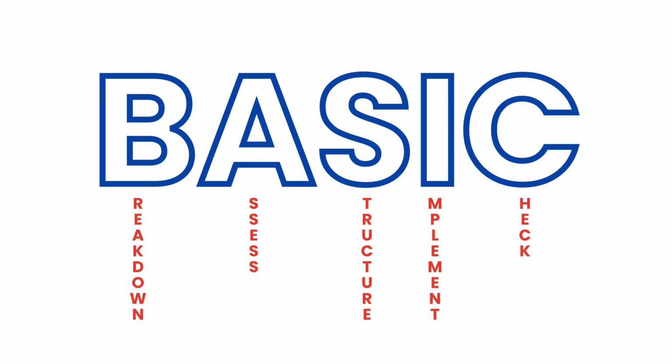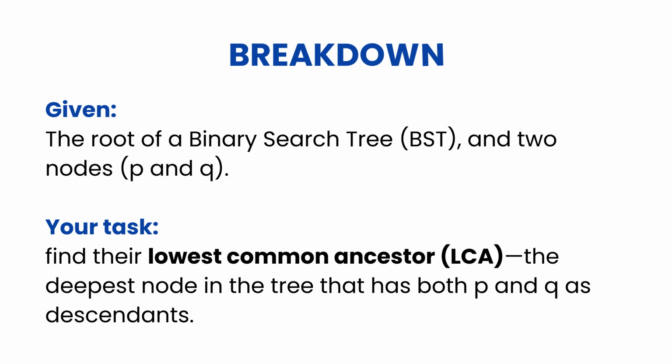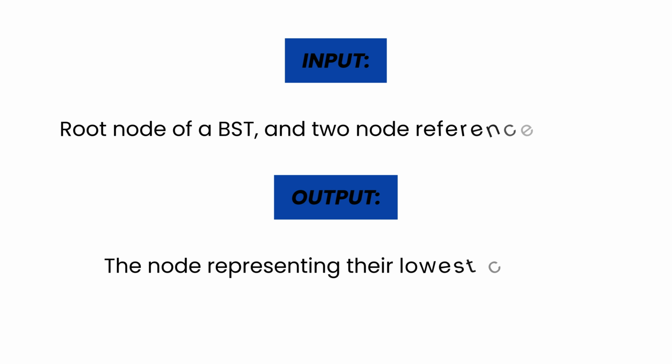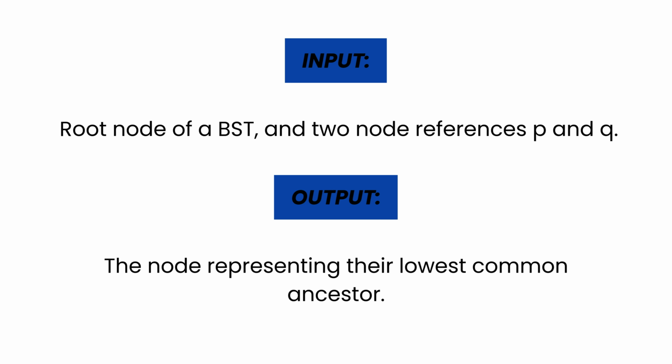Let's solve Lowest Common Ancestor of a BST using the basic framework, a stepwise guide that ensures you never miss an optimization or edge case. Now let's break this down. You're given the root of a binary search tree, BST, and two nodes, P and Q. Your task? Find their lowest common ancestor, LCA, the deepest node in the tree that has both P and Q as descendants. Input: root node of a BST, and two node references P and Q. Output: the node representing their lowest common ancestor.